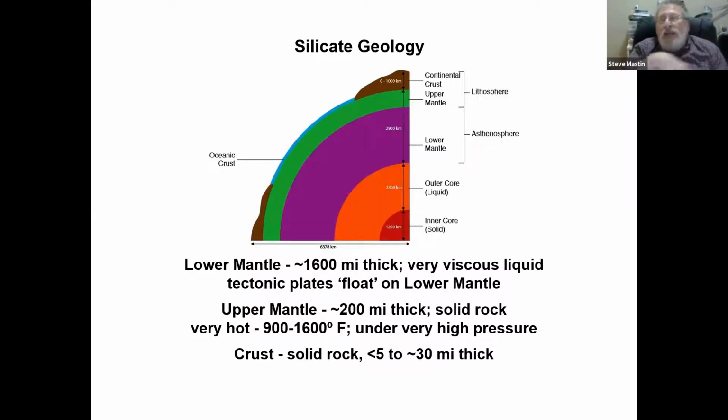And that's what the tectonic plates float on. The upper mantle is pretty thick and it's solid rock, but it's very unusual rock because it's very hot and it's under very high pressure. And finally, there's the crust, which extends under the ocean.